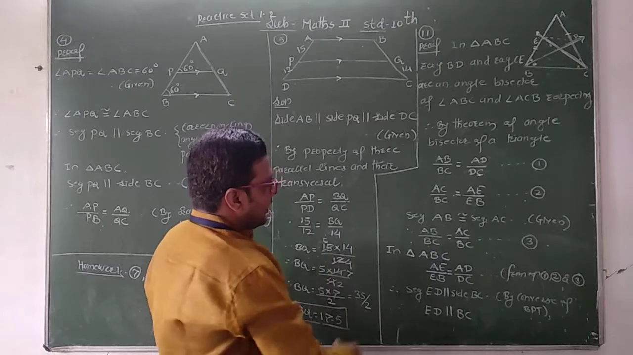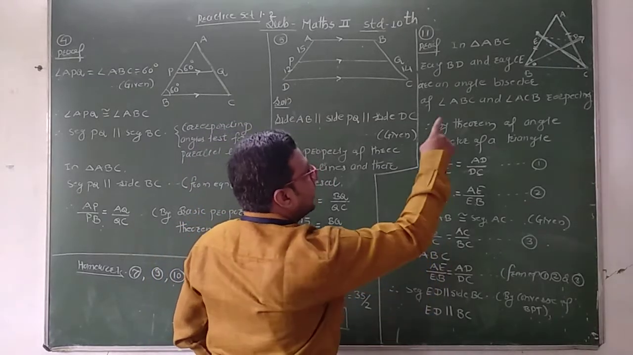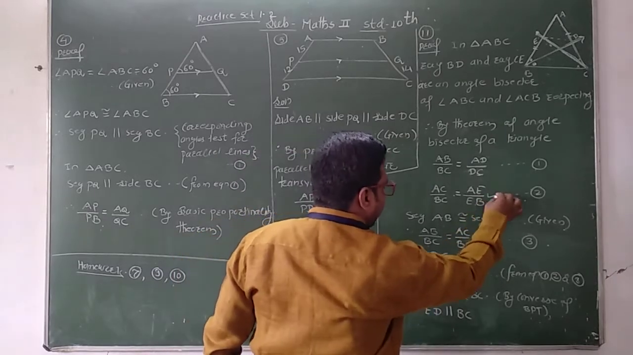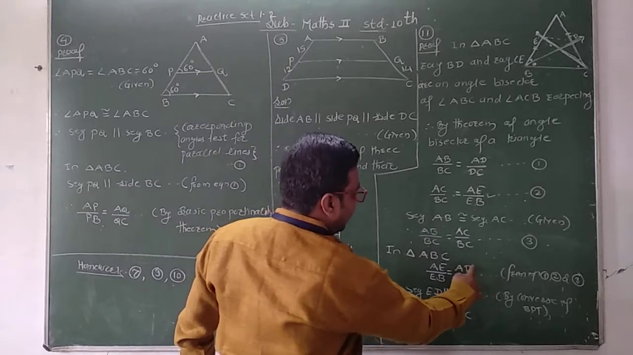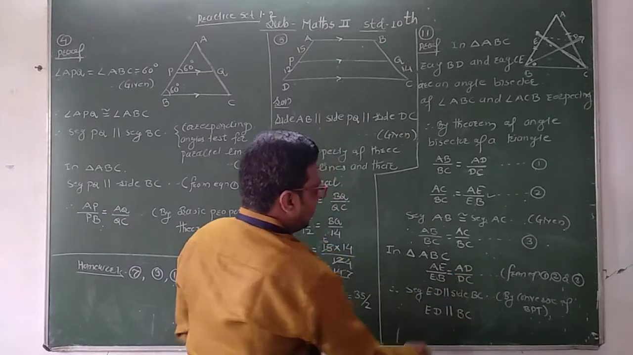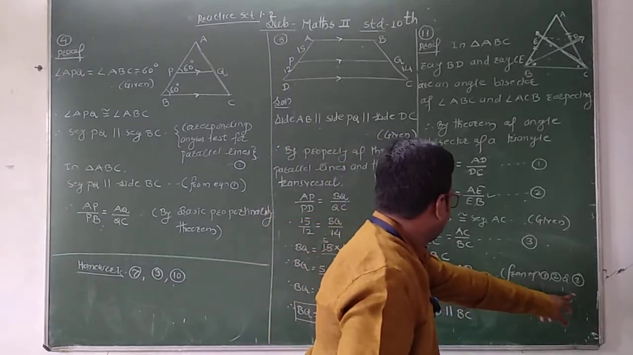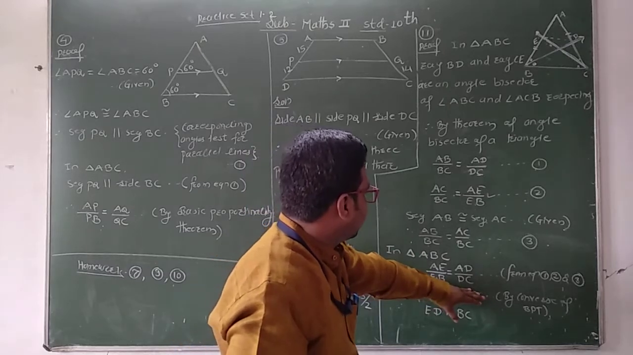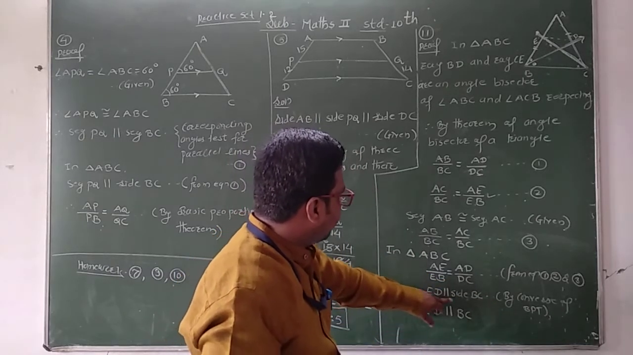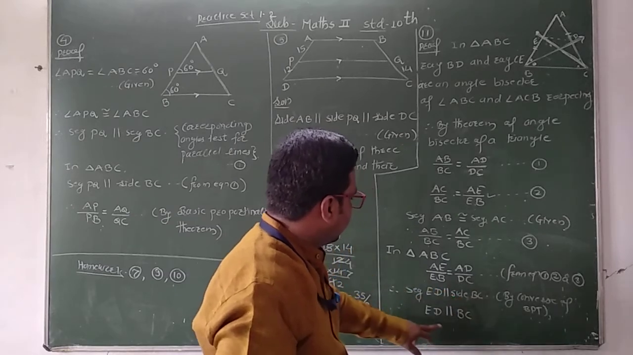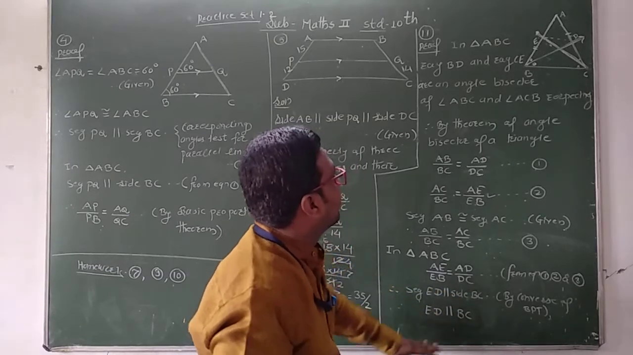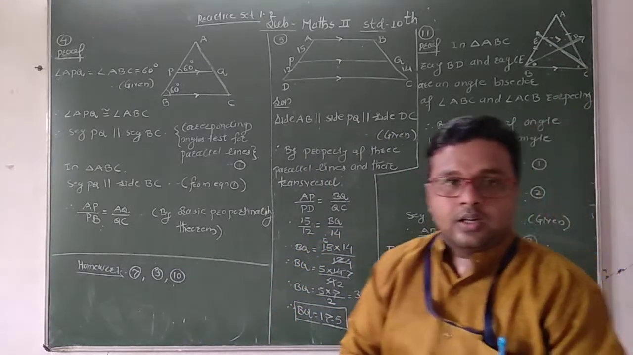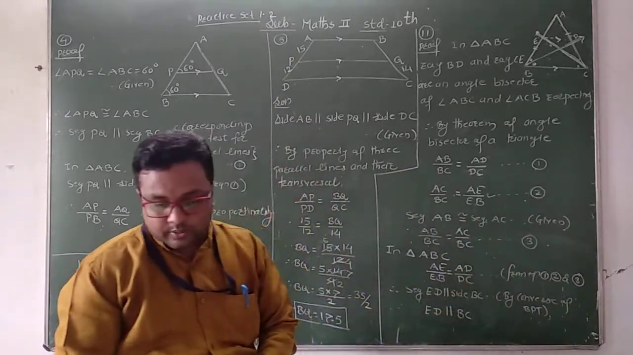Okay. Now, in triangle ABC, AE upon EB is equal to AD upon DC, from equations 1, 2 and 3. Okay. AE upon EB is equal to AD upon DC. Therefore, segment ED is parallel to segment BC. Therefore, ED is parallel to BC, that we have to prove. Okay. I hope students you understand this question also.